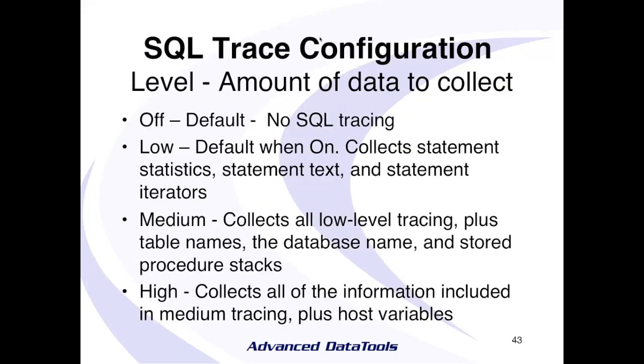Now, you can configure the level, which is the amount of data to collect. Off means there's no collection. Low, which is the default, collects some basic information. Medium collects some additional information. The big thing medium gets you is the database name that low doesn't get you, in my opinion. And I like medium just because of that. And high collects all kinds of information, including host variable names.